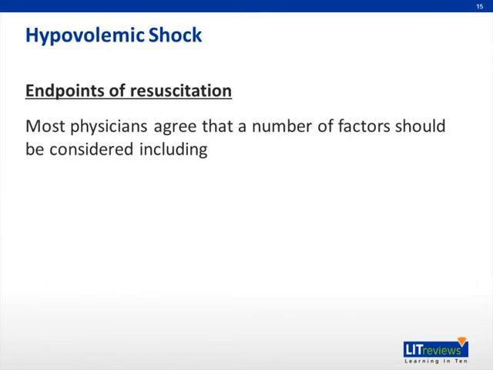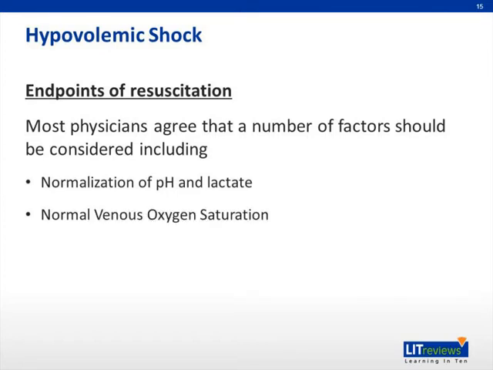Despite there being not one single endpoint of resuscitation for hypovolemic shock, most physicians agree that a number of factors should be considered. These include a normalization of the patient's pH and lactate. If you remember, when a patient is hypovolemic, their cells starve for oxygen and produce lactate as a response, causing a lactic acidosis, so you get a drop in pH. A normal venous oxygenation. When a patient is in a state of hypovolemic shock, oxygen cannot be supplied to the cells, and therefore the actual venous concentration of oxygen drops.